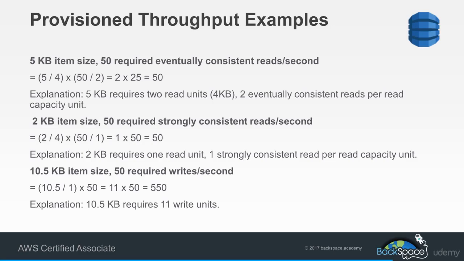The reads need a little bit more thinking, so you need to understand the difference between eventually consistent reads, which require half the amount of capacity of strongly consistent reads per second.